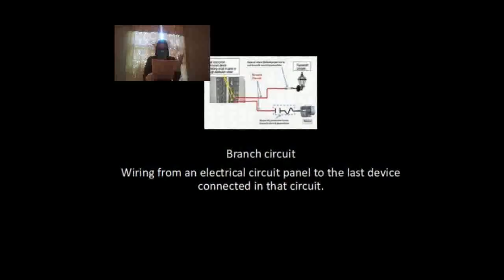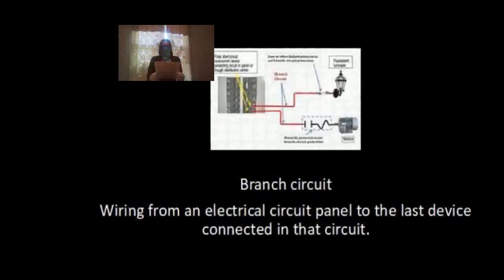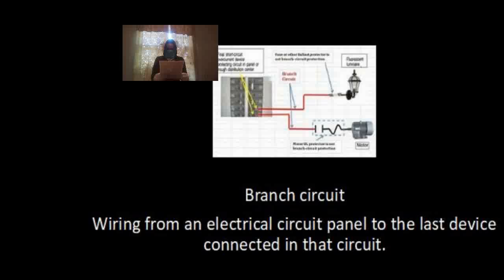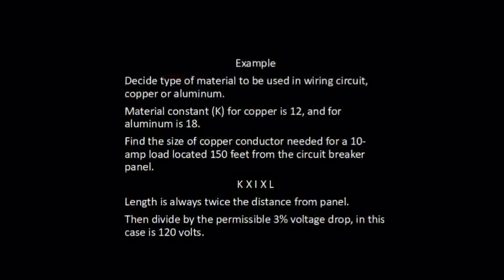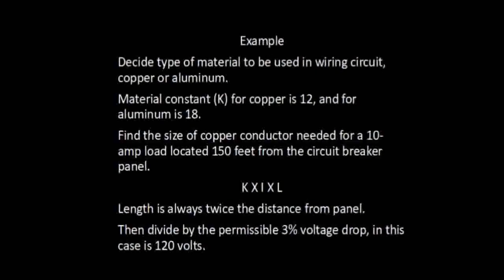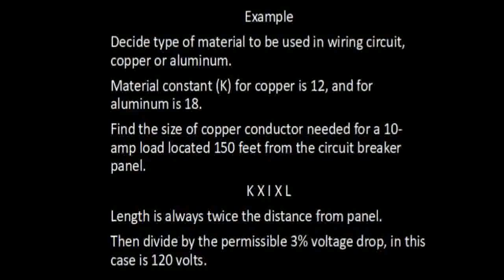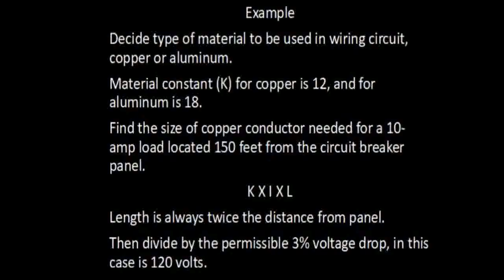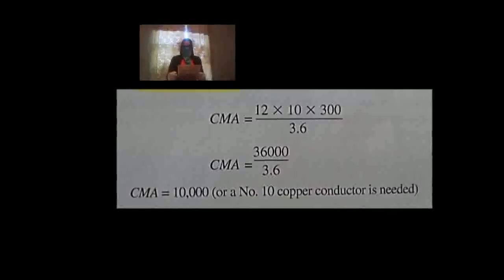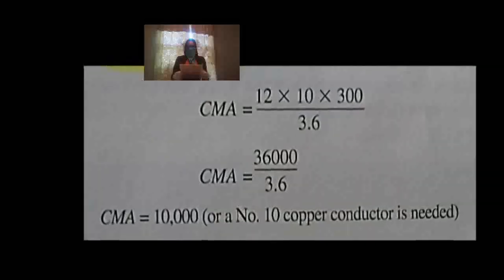Conductor voltage drop. The National Electric Code, NEC, has set maximum voltage drop standards for branch circuits. A branch circuit is the wiring from an electrical circuit panel to the last device connected to that circuit. A maximum of 3% voltage drop is permissible by NEC standards. A formula for calculating the size conductor needed to stay within the 3% limit is below. CMA equals K times I times L over VD, where CMA is the area in circular mils, K is the material constant, I is the amperage, L is the length of wire, and VD is the voltage drop.